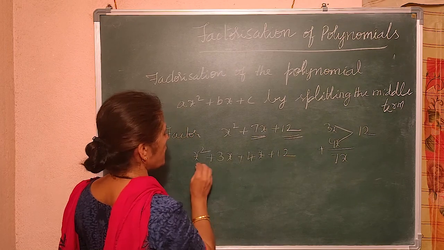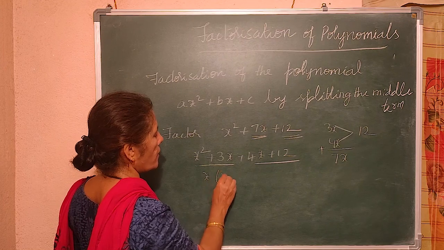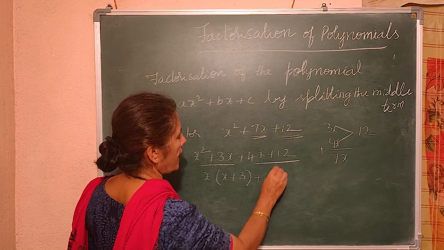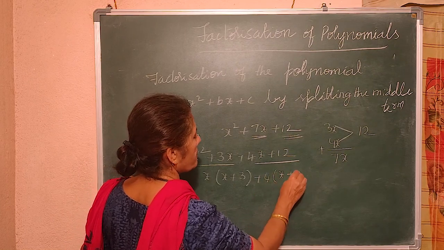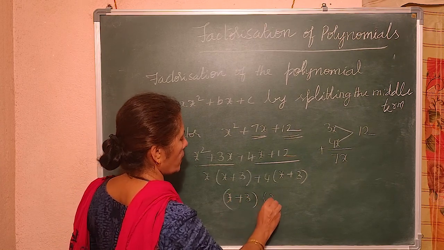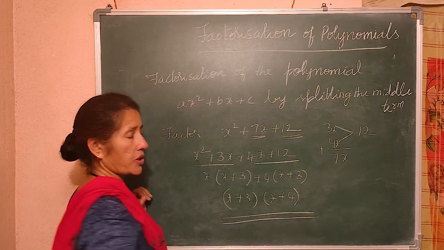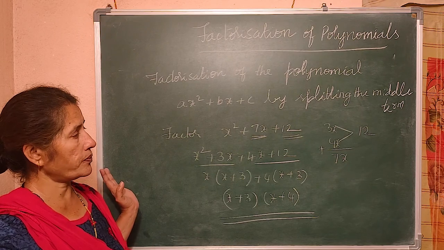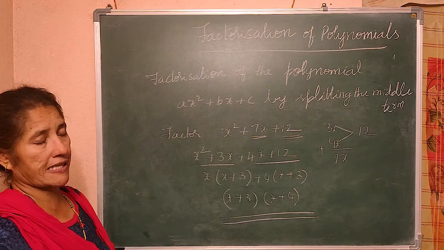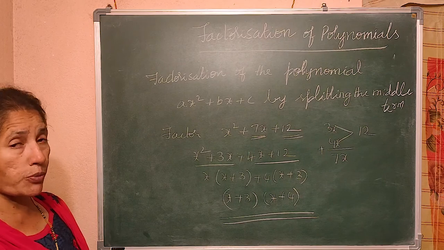Now I will group this into two groups. In these two, x is common, I take out x plus 3, plus, in these 4 is common, I will take out x plus 3. So what is the next step? x plus 3 is common, x plus 4. So, this is the answer, x plus 3 into x plus 4. So, this is by splitting the middle term we are factorizing, right? So, let us move on to the next one.